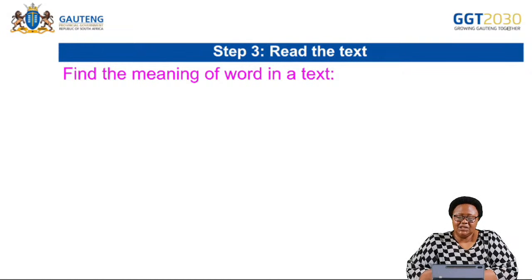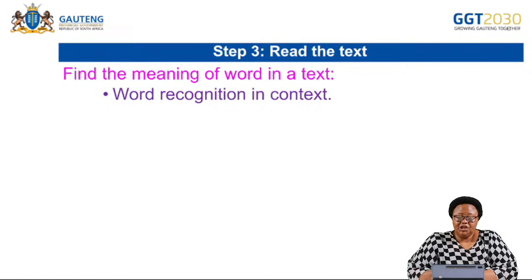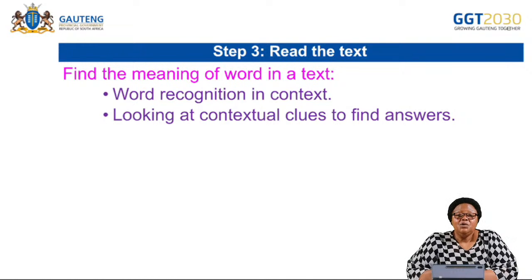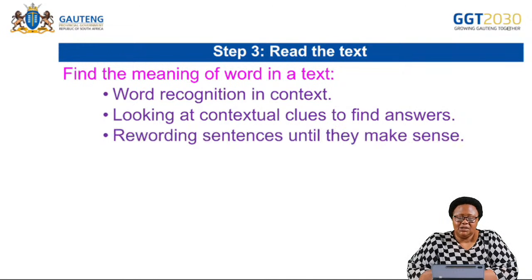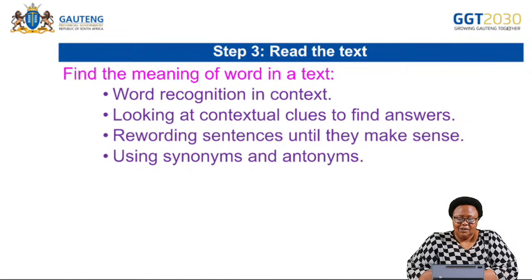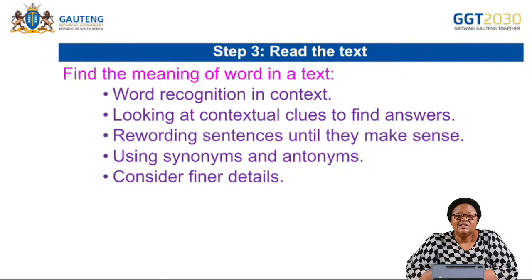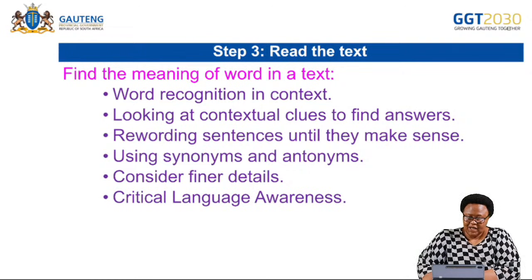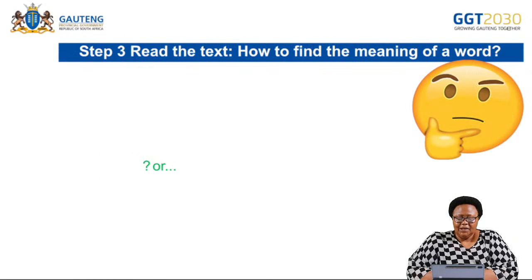Step 3, you read through the text to get the meaning by doing word recognition, looking at contextual clues, rewording sentences until it makes sense. You can use synonyms and antonyms. Consider finer details and critical language awareness. We're still on step 3.